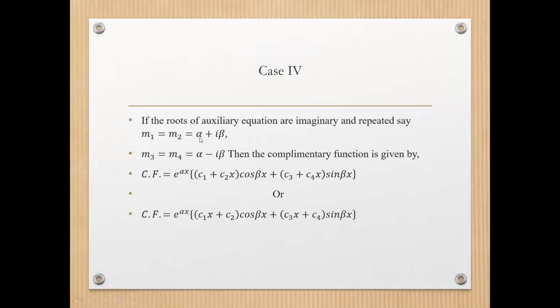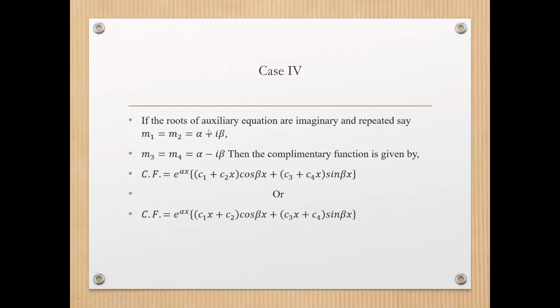What are those 4 roots? Alpha plus i beta, alpha plus i beta, alpha minus i beta, alpha minus i beta. Combinedly we can write these roots as alpha plus minus i beta and alpha plus minus i beta. So these complex conjugate roots alpha plus minus i beta are repeated 2 times, and for that we write the complementary function. Alpha is the real part of that complex number, beta is the remaining part, and that root is repeated 2 times.